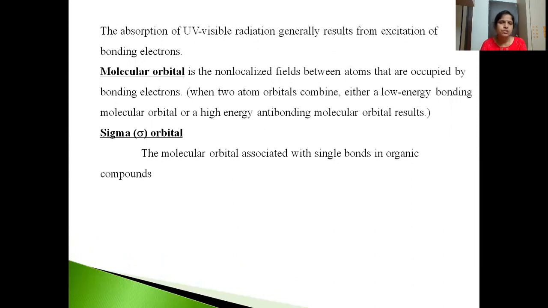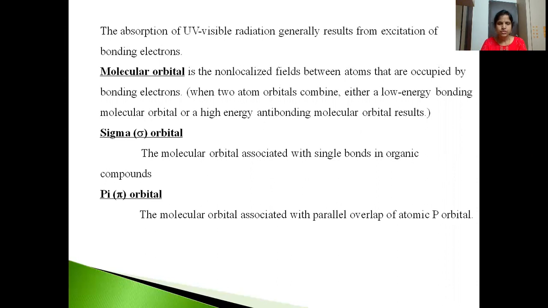A sigma orbital is the molecular orbital associated with single bonds in organic compounds. And what is a pi orbital? The molecular orbital associated with parallel overlap of atomic p orbitals. And there are n electrons. N is non-bonding electrons, which do not participate in bonding. So we call them non-bonding electrons, or small n.